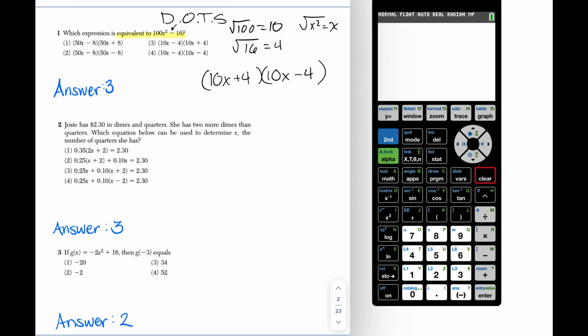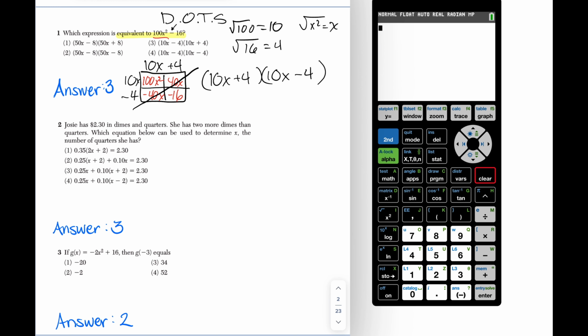And if you want to see if that's actually true, we can use an area model. Here's 10x plus 4. Here's 10x minus 4. In the first box, 10x times 10x is 100x squared, which is exactly what we had here. 10x times 4 is 40x. 10x times minus 4 is minus 40x, and minus 4 times positive 4 gives me negative 16. The one thing I want you to notice is these two over here give me a zero pair. They're going to cancel each other out.